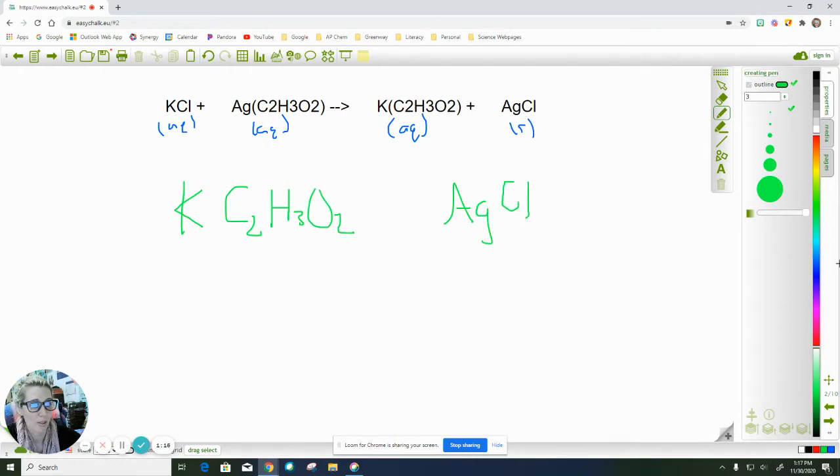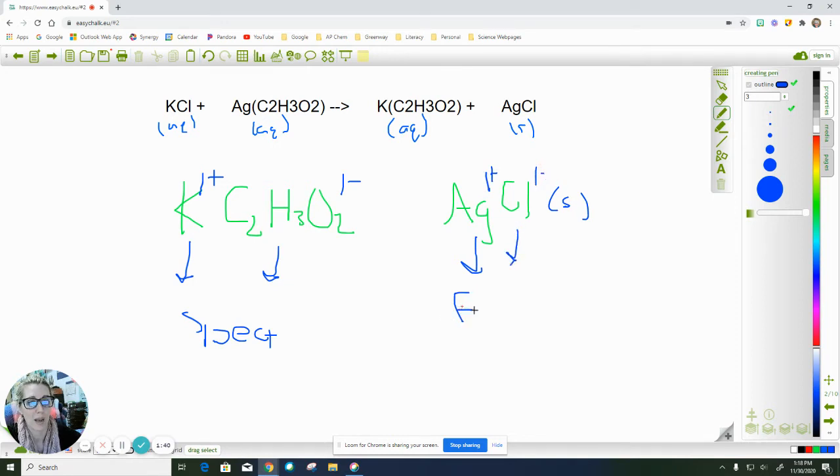So potassium acetate is going to form ions. Potassium is a +1, acetate is a -1. Your silver chloride is a solid. So that means your potassium ion is a spectator ion and your acetate ions are both spectators. They are not involved in those. Your silver ion, which is a +1, and your chloride ion, which is a -1, form the solid. Okay, so that is horrible writing. So potassium and acetate are not part of the ions that form the product. Silver and chloride do form the products.